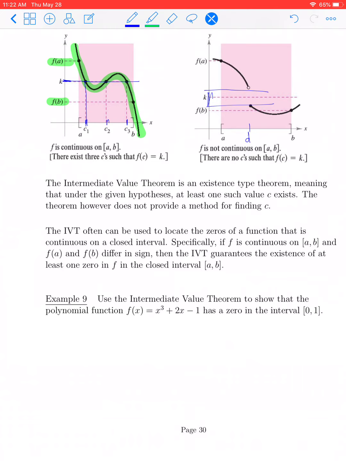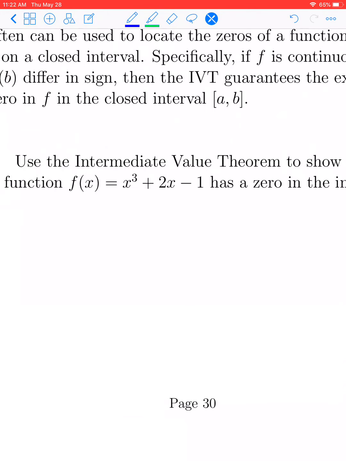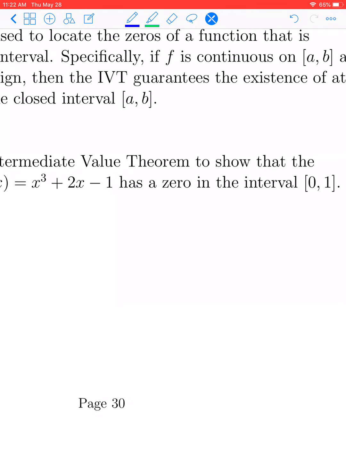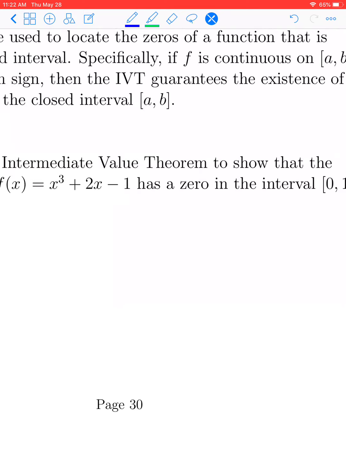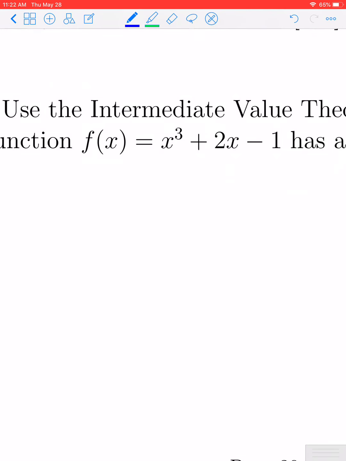Let's use example 9 to show that the function f of x equals x cubed plus 2x minus 1 has a 0 in the interval 0 to 1. So let's be very thorough with this. First of all, they tell us to use the intermediate value theorem, but it's important for us to understand why the intermediate value theorem applies.